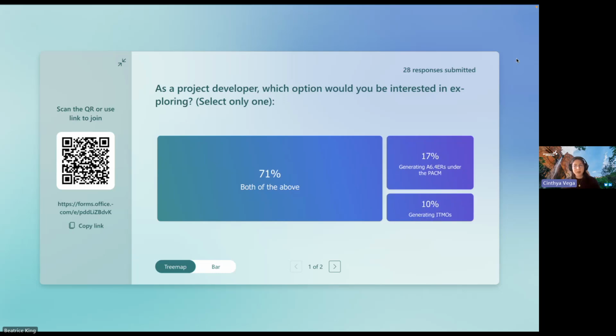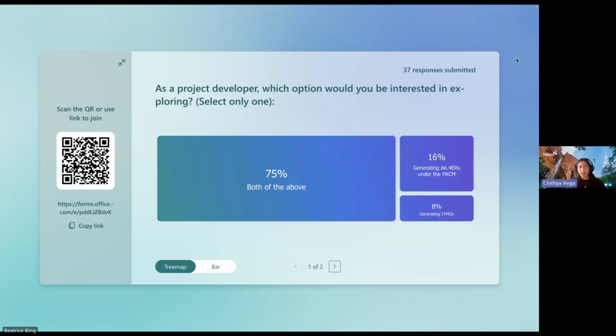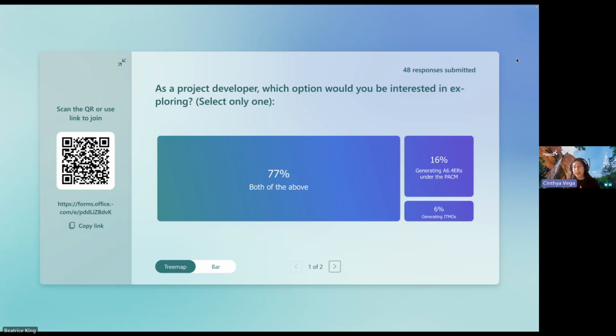We can see that both of the above is by far the most popular option here. So our participants would be interested in exploring and developing projects that can generate ITMOs and that can also generate 6.4 ERs under the PACAM. Great. But it's also interesting to see that generating ITMOs only is 6%. So if you were a project developer, it would be less interesting to only generate ITMOs.